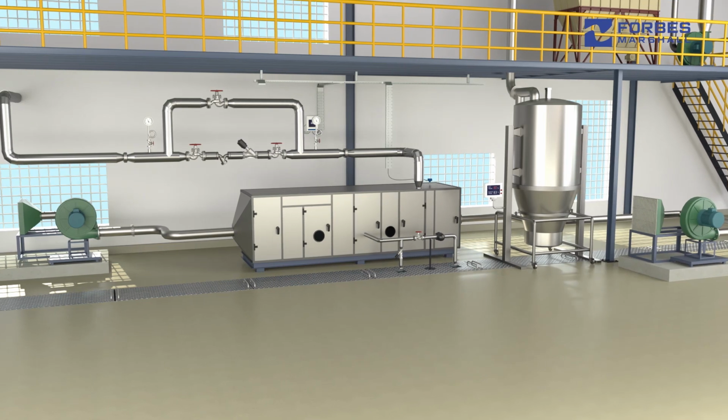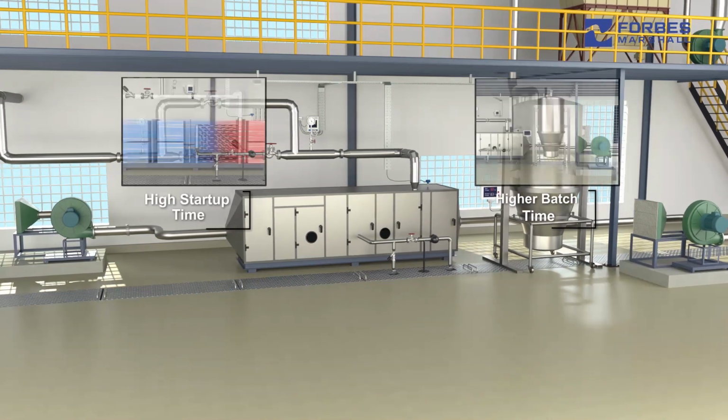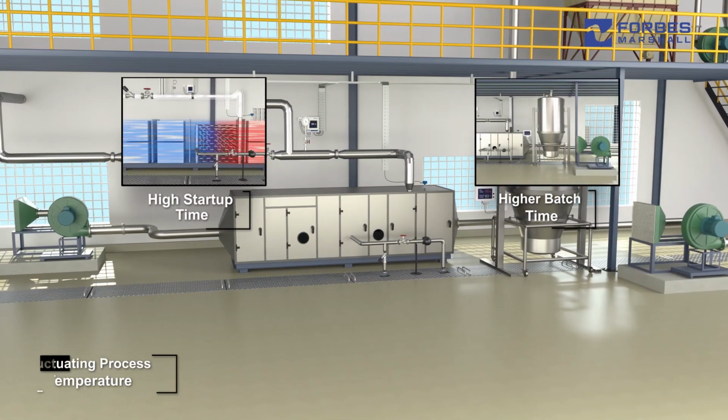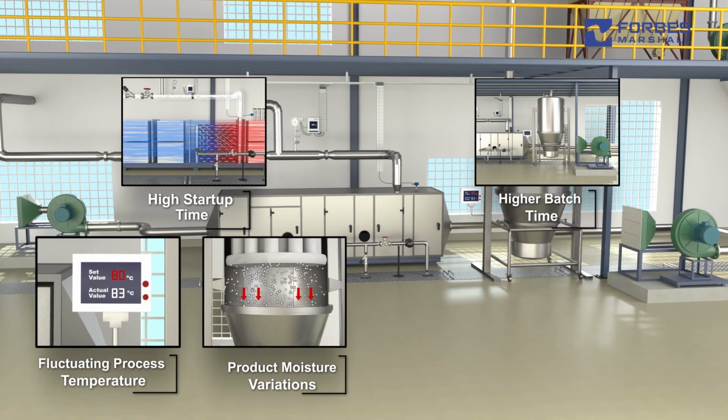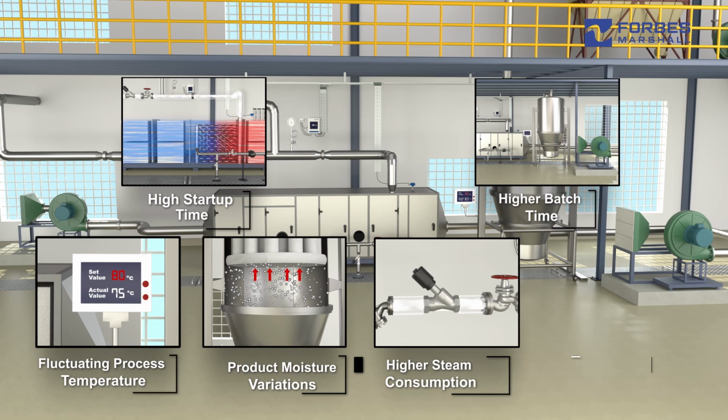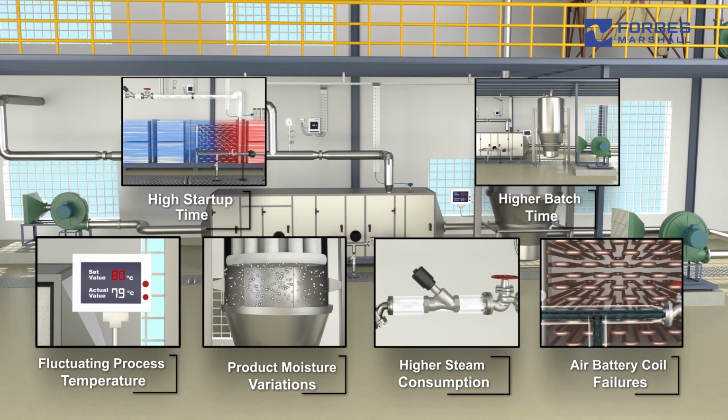Some common issues that plants face include high startup and batch times, fluctuating process temperatures, product moisture variations, higher steam consumption, air battery coil failures.